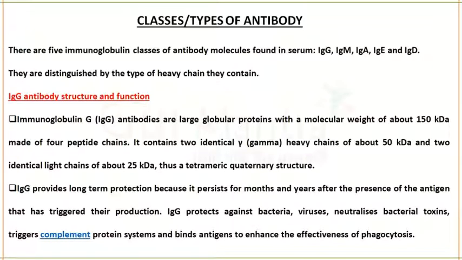So IgG provides long-term protection because it will be there in our body for months and years after the antigen has left the body. The antigen comes into our body and causes the immune response, and antibodies are produced. The antigen will be eliminated from the body, but even after that, for months to years, IgG will be present in our body to provide long-term protection.